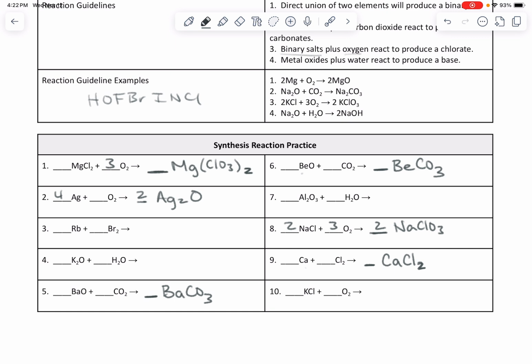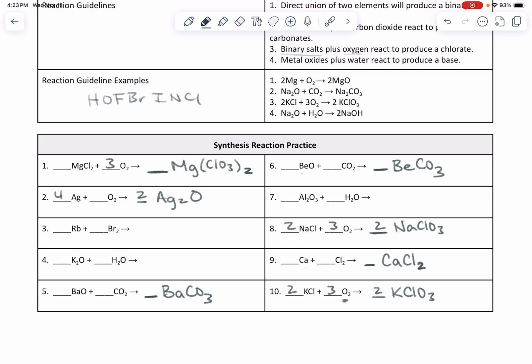All right, it looks like we've got one more that satisfies this rule, and that's this guy right down here. So let's see what we can do. We know we have a binary salt and oxygen to produce a chlorate, and potassium is our cation. So potassium has a +1 charge, chlorate ClO3 1-, cross and drop, and we get this. And we would balance this with 2, 3, and 2 again.